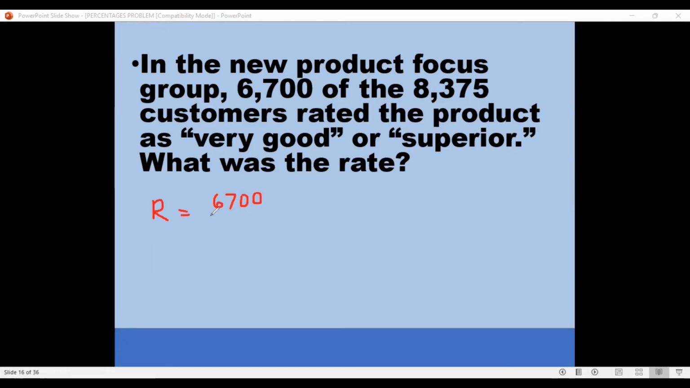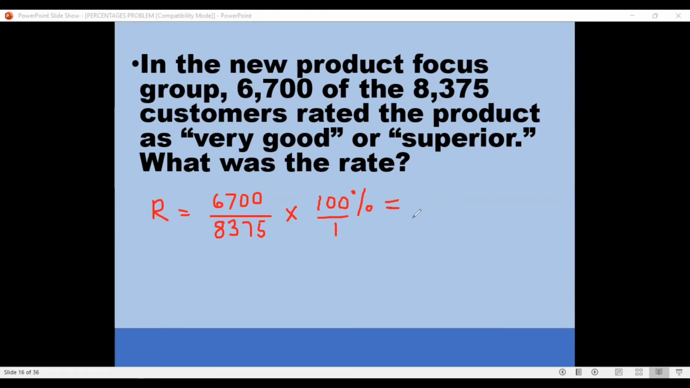6,700 of the 8,375. So that is all over 8,375. And we are going to multiply this by 100%. Okay. So again, we just multiply that by 100% so that we can deal with this using our cancellation process. So for us not to be confused, you put the 1 there as the denominator.